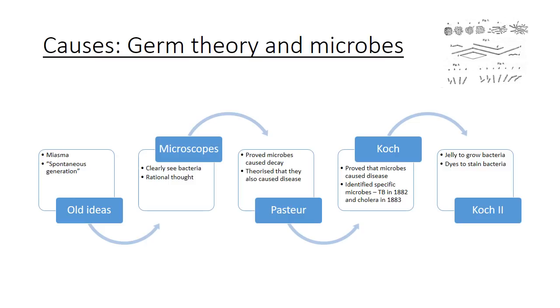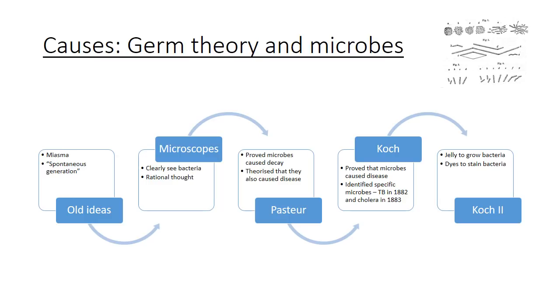Now, also during this time, there was new technology developed in glass, and better and better microscopes were produced, which enabled scientists to clearly see small objects. We would know them today as bacteria. So microscopes were just another example of more rational thinking in terms of technology and how things worked.